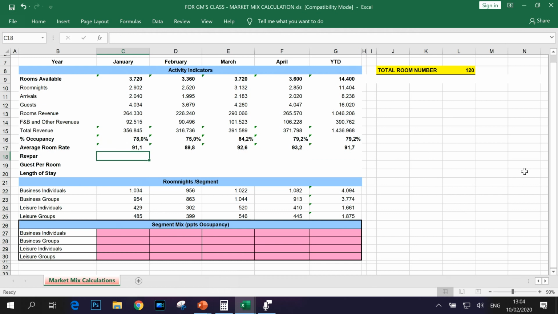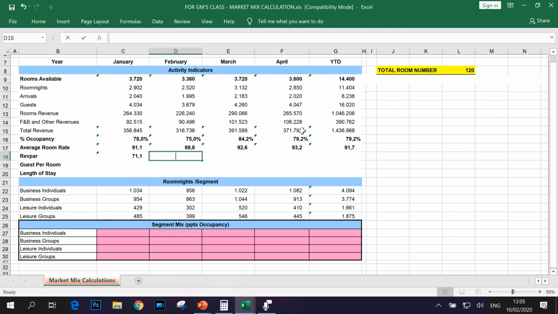Now let's calculate RevPAR. RevPAR stands for revenue per available room, right? So the name itself shows us the calculation we need to use: revenue per available room. So equals revenue. On this occasion, we have to use room revenue, not total revenue, because RevPAR is only related to room revenue. So room revenue divided by available rooms, which is here 3,720. That is our RevPAR.